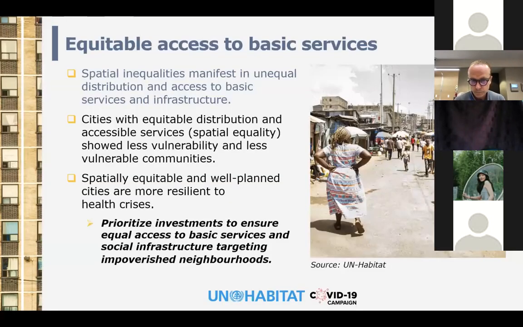At the city scale, equitable access to basic services was a critical precondition. Spatial inequalities manifest in unequal distribution and access to basic services and infrastructure. Cities with equitable distribution and accessible services showed that they were less vulnerable. Spatially equitable and well-planned cities are more resilient to health crises. Thus, prioritizing investments to ensure equal access to basic services and social infrastructure, targeting impoverished neighborhoods, can build resilience of cities.